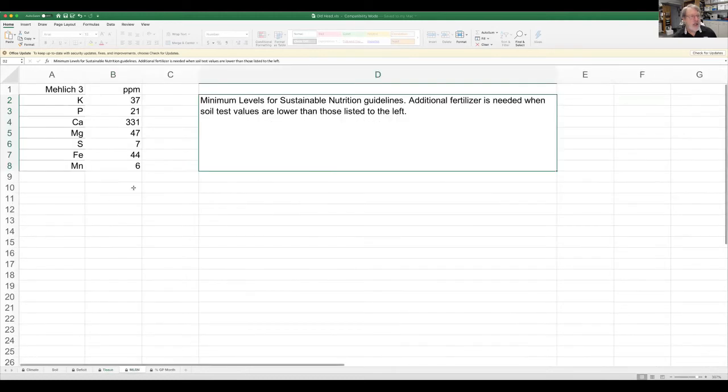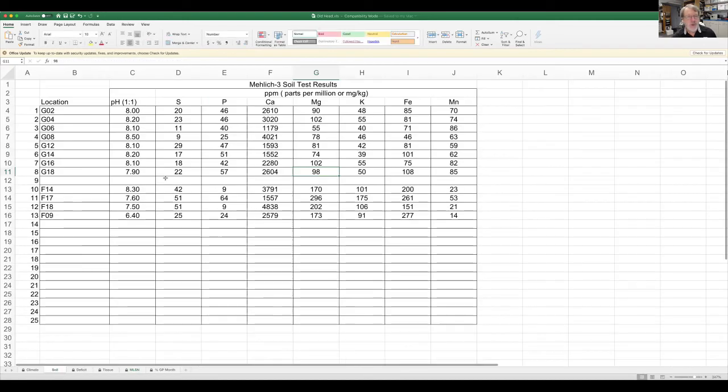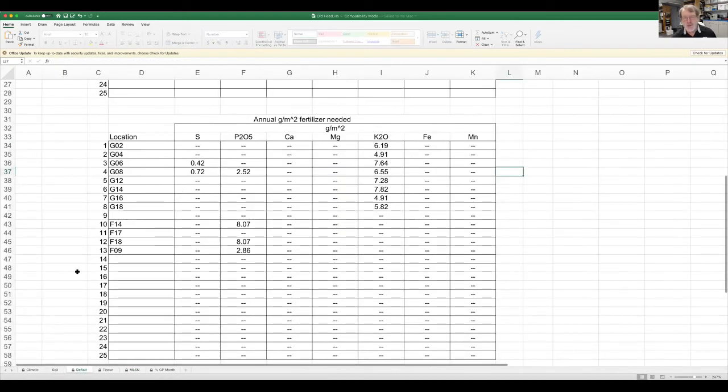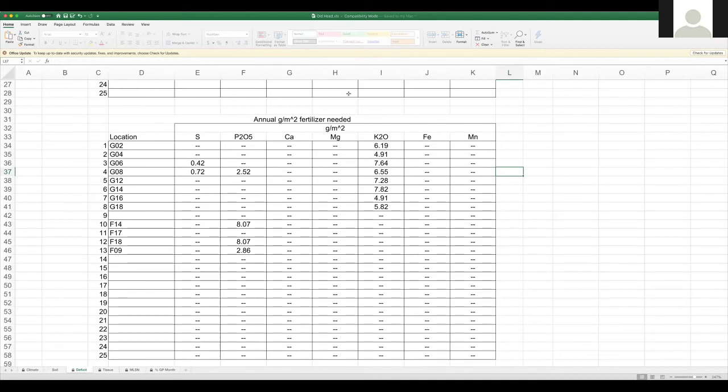And for MLSN guidelines, this is where you can adjust the MLSN guidelines. If you don't feel like these are comfortable for you, you can adjust these up to a higher level. I wouldn't go lower than these, but you can adjust those up if you feel like you need to. And then it will provide you with your recommendations based on your soil test results. Very simple. It's a simple little spreadsheet. You can easily download it from the website.